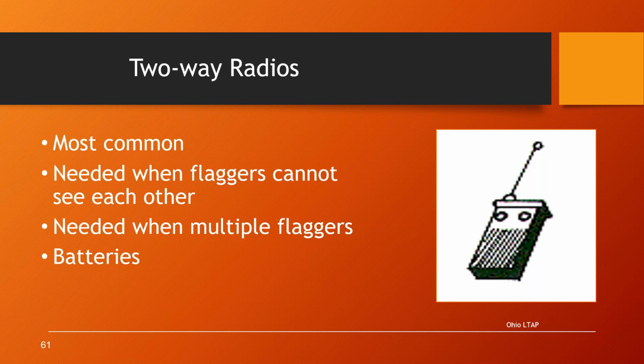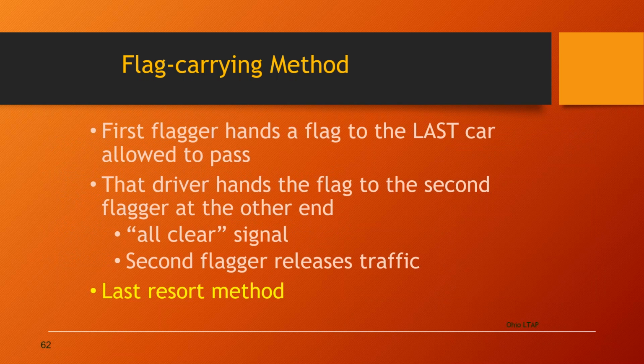Maybe you have a really long work zone where you go past busy driveways, or an intersection with another road, and you would have to have flaggers stationed at those locations. And we also, of course, advise you to have a set of fresh batteries with you. The flag carrying method is where the first flagger hands a flag to the last car that's allowed to pass, and then that driver hands the flag to the second flagger at the other end of the work zone, and that's how the other flagger gets the all clear signal so that they can release traffic.